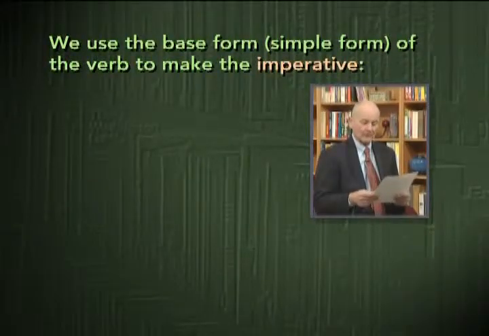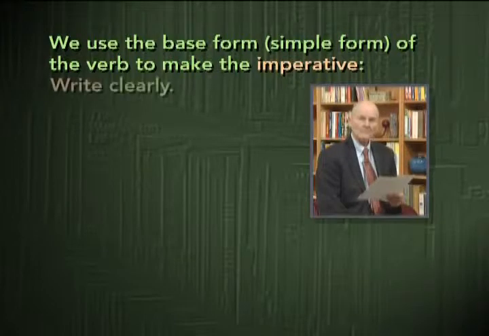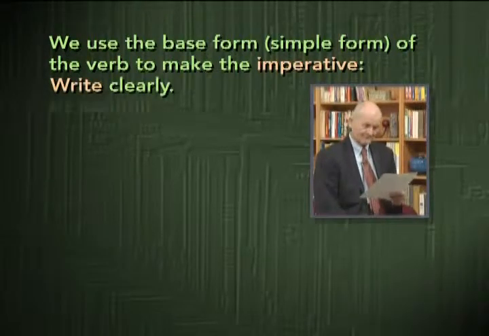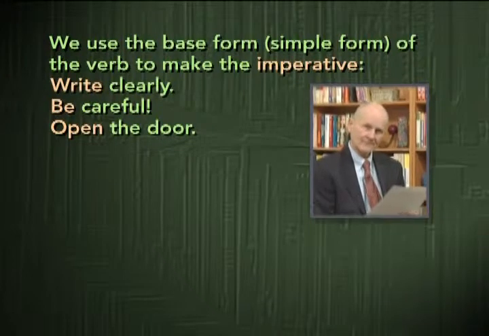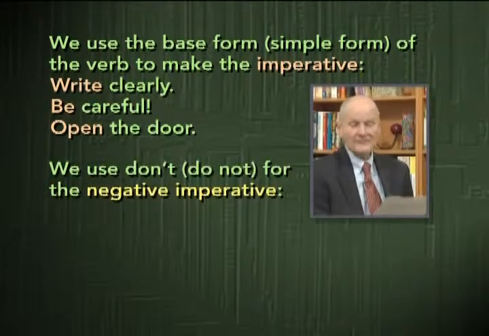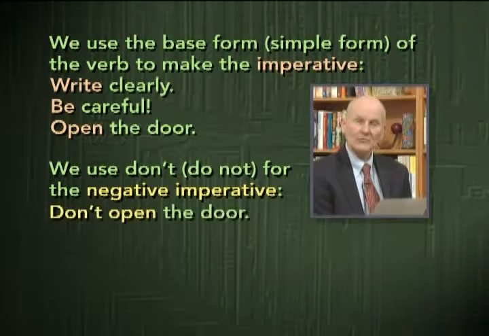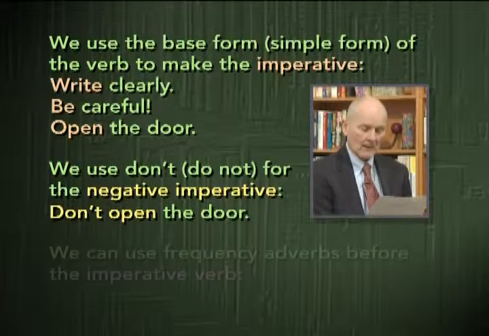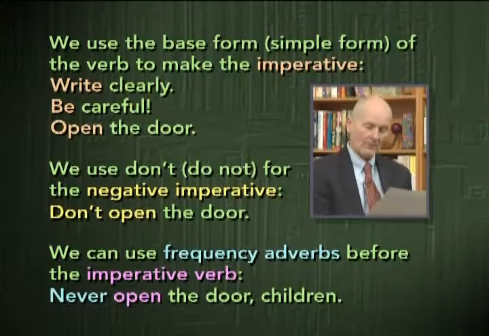Look at the graphic. We use the base form, the simple form of the verb, to make the imperative. Write clearly. Be careful. Open the door. Very simple stuff. We use don't or do not for the negative. Don't open the door. And we can use frequency adverbs before the imperative also. Never open the door, children.